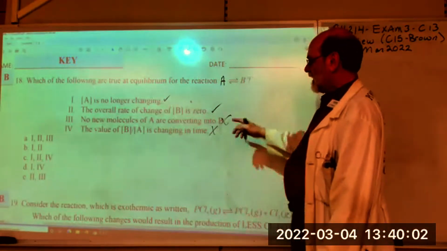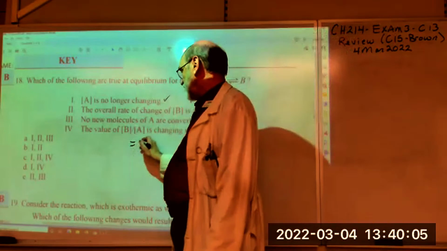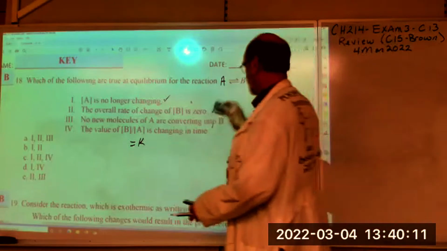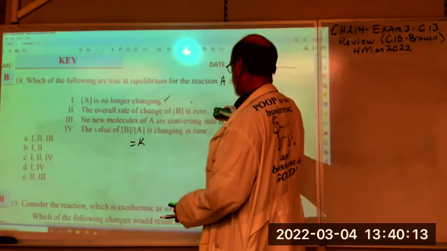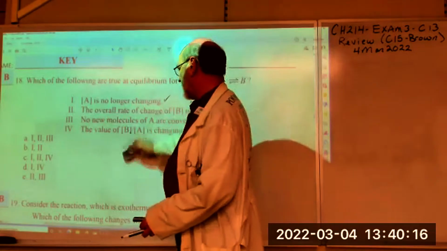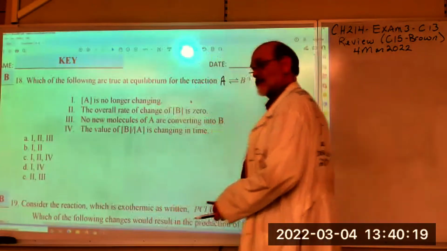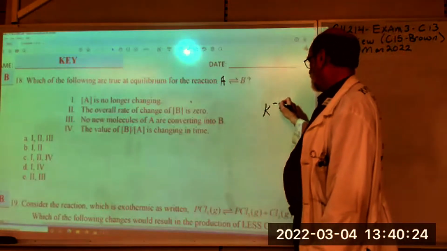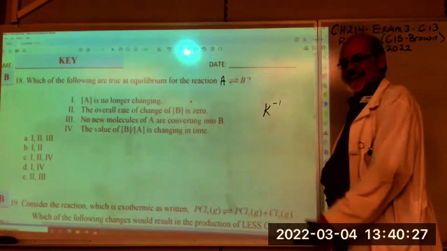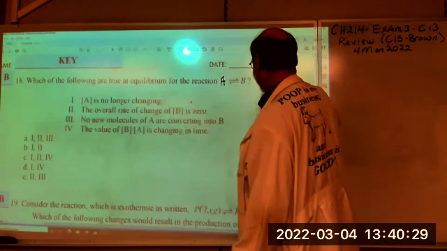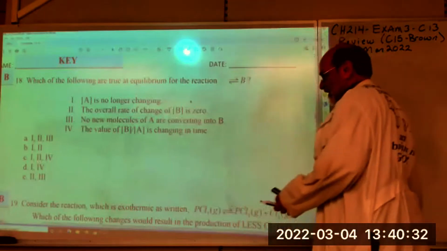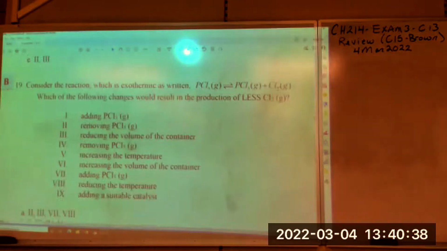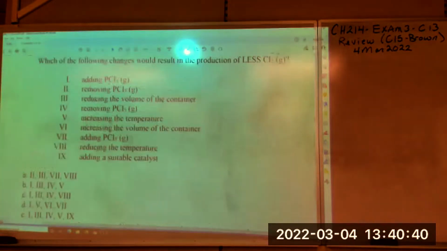Nope. The value of B over A is equal to K. It doesn't change. A over B, but it doesn't change over time. Actually, the ratio doesn't change. That would be, that doesn't change either. Yeah, the inverse. Okay, B, 19. Already gave the answer. That's staring you right in the face. I can't get it all on the board at once.